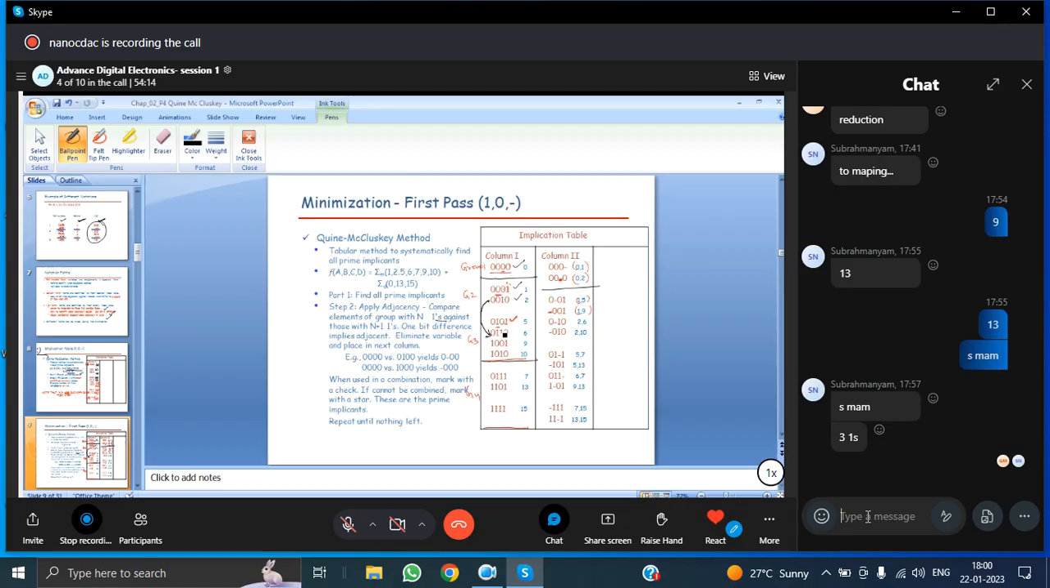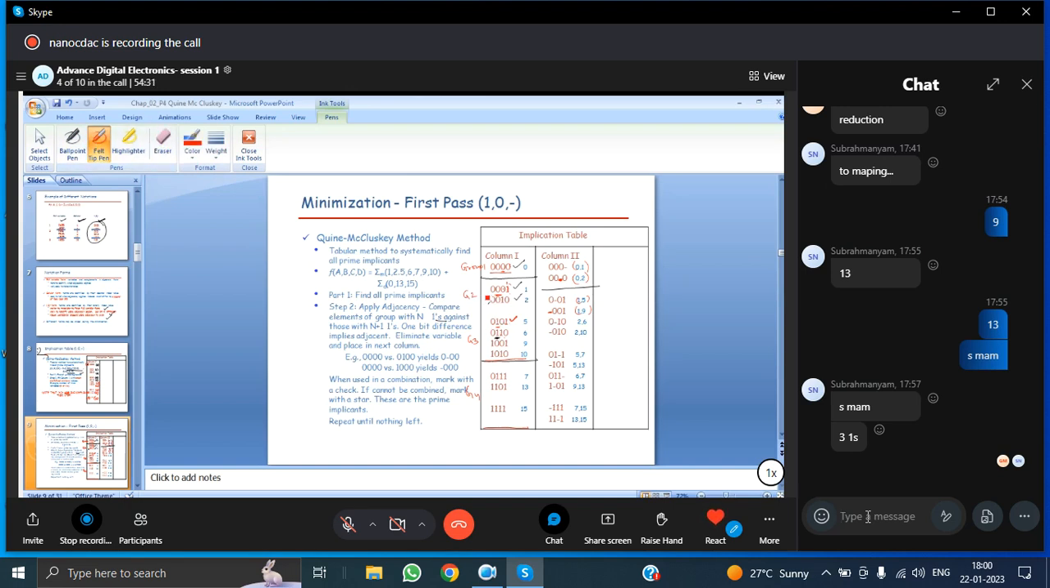So how many bits of variation are there when I am comparing 2 and 5? Here there is a single bit variation, 0 dash 1 0. Okay, and similarly when I am comparing 2 and 6, the comparison is over.